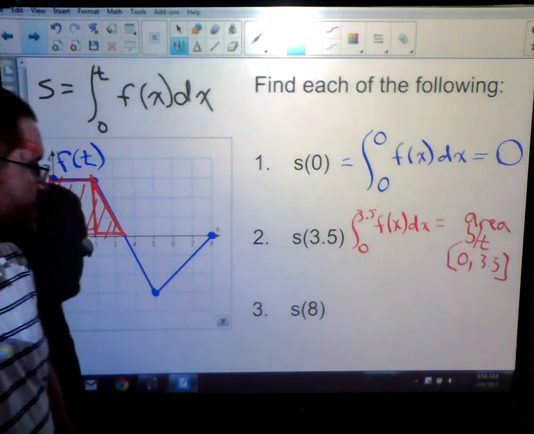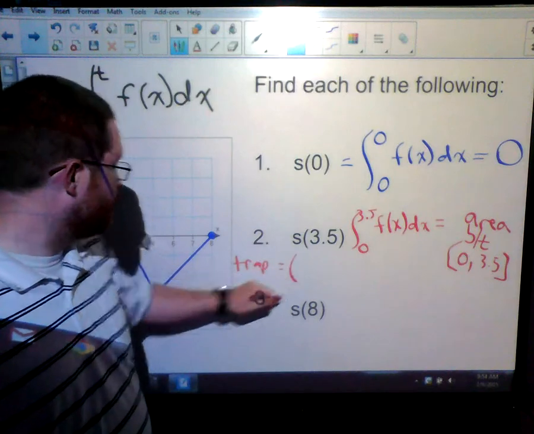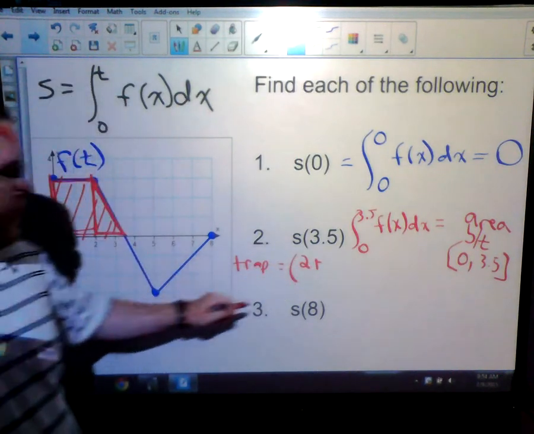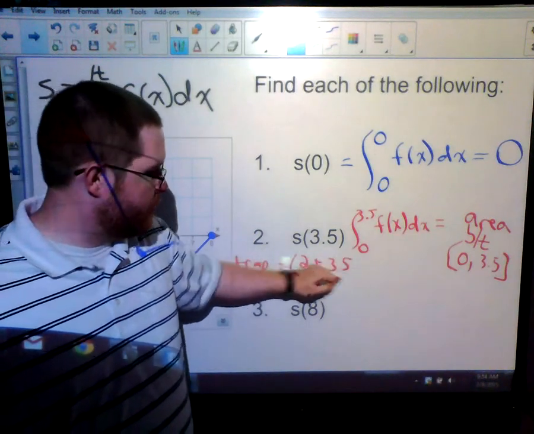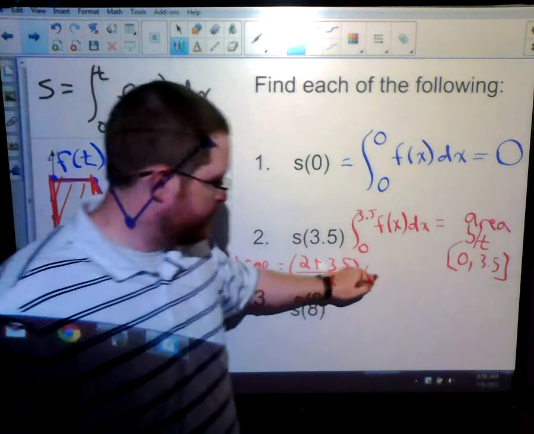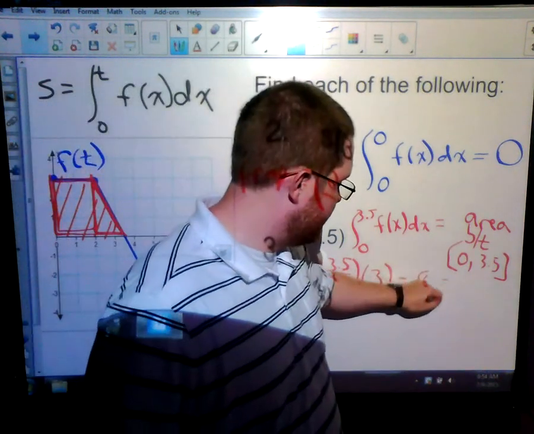I'm going to treat it like a trapezoid. The trapezoid is base 1, which is 2, plus base 2, which is 3.5, divided by 2 times the height. And the height of that trapezoid is 3. And that area is 8.25.